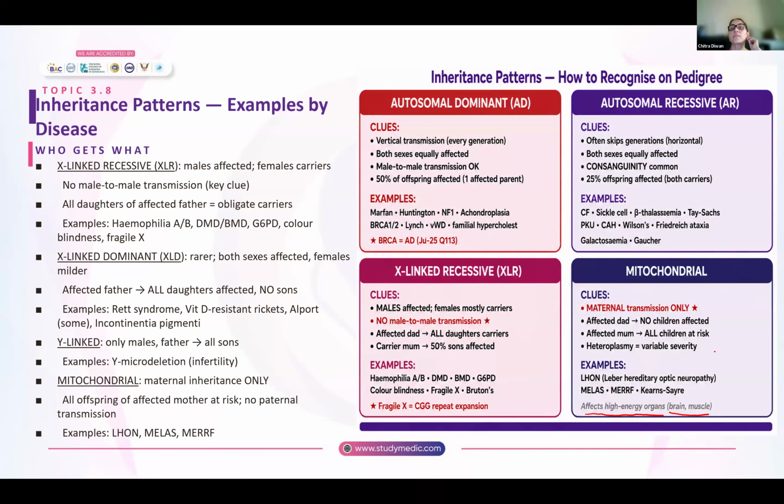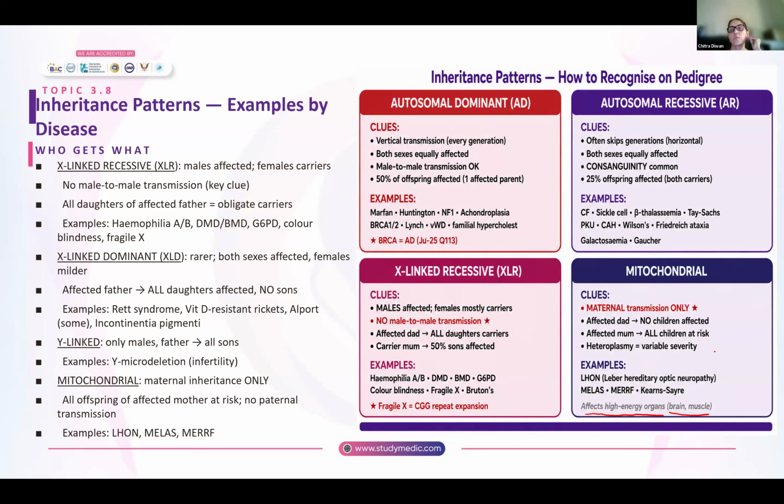Then autosomal recessive. So there is skipping of generation seen. Both sexes are equally affected because it is autosomal. Consanguinity is commonly seen in autosomal recessive disorders. And if both the parents are carriers, then 25% of the offspring, or 1 in 4, is affected.